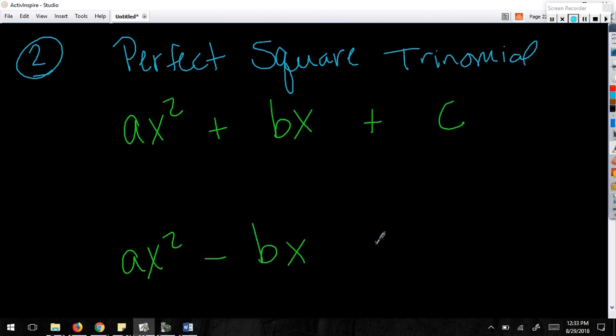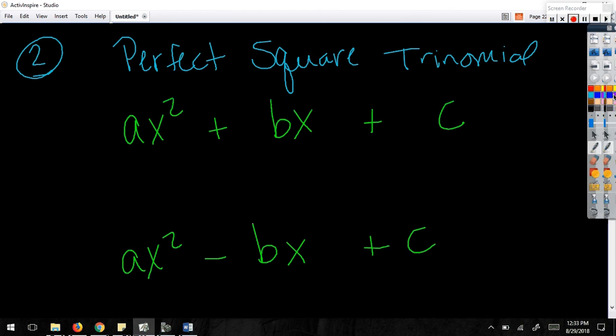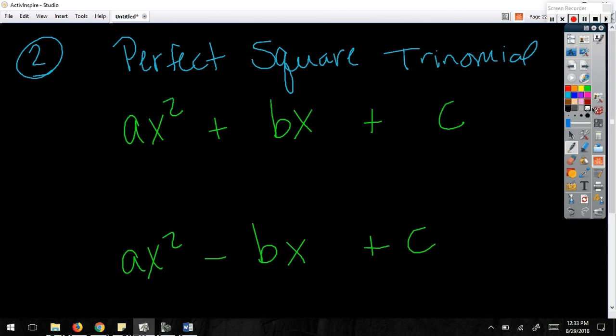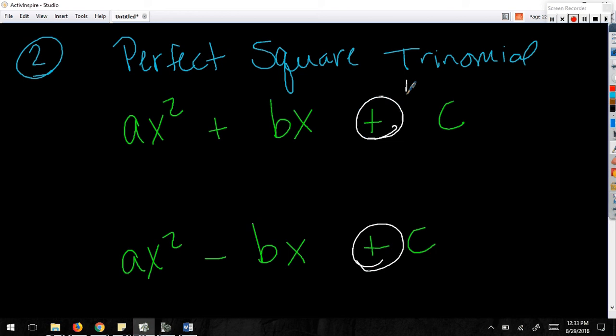The first criteria is that the second sign must be plus. God, Stacy, come on. That's criteria number 1.